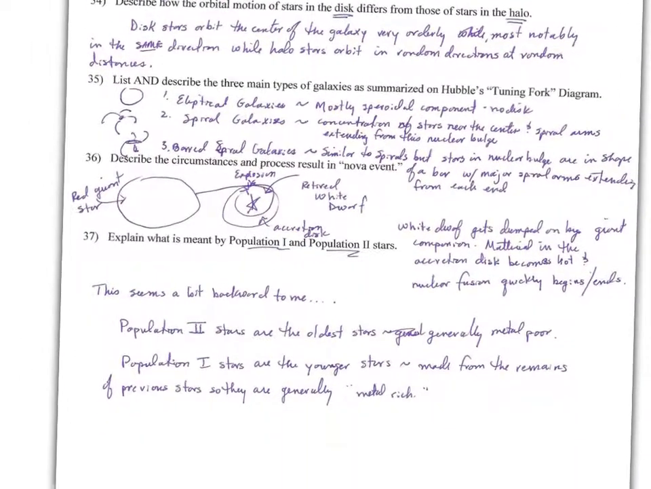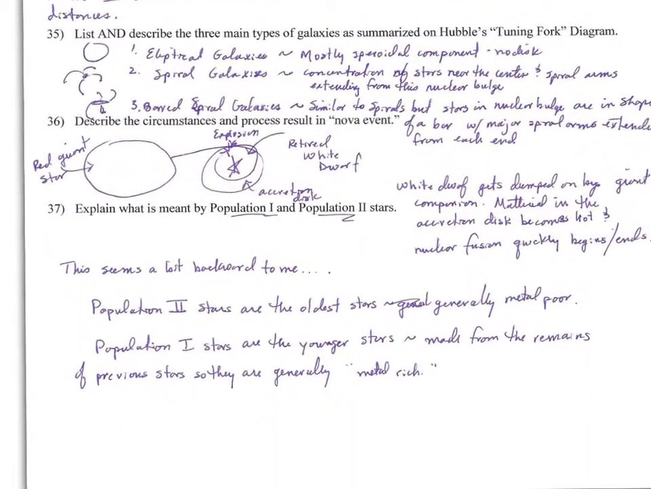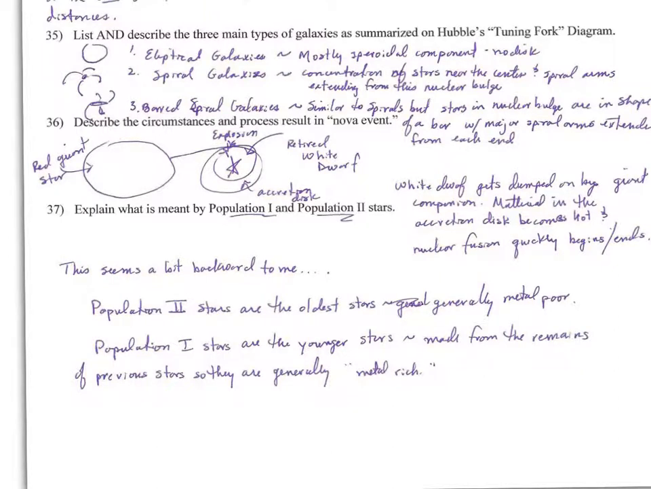Question 37, the last question, described the difference between population 1 and population 2 stars. And this is one of those examples of things I think is a little bit backwards, but of course population 2 stars are our grandparents, population 1 stars are our newer stars. Population 2 stars would be metal poor, population 1 stars are generally located only in the disk, and they would be metal rich because they're made from previous stars who have lived their lives and given it back. Okay.